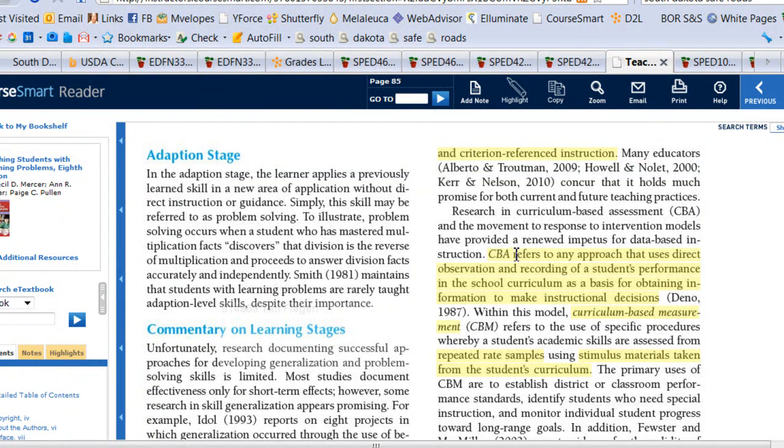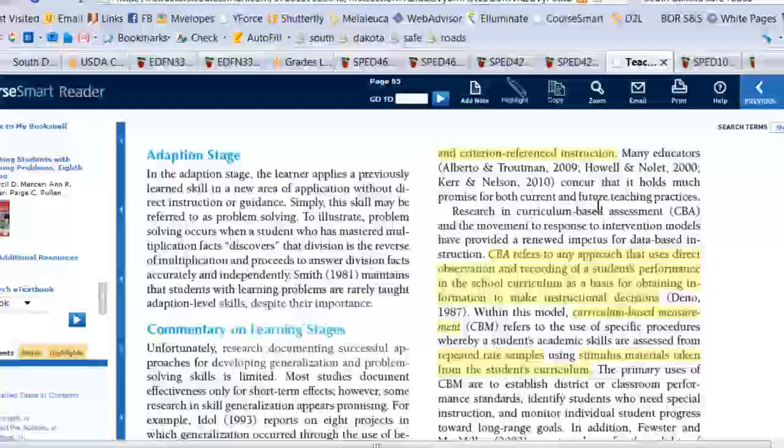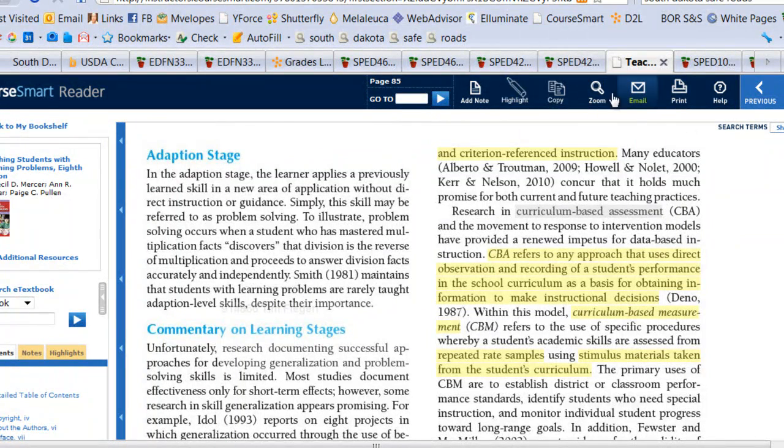So curriculum-based assessment, this will be our new thing here. CBA, curriculum-based assessment, refers to any approach that uses direct observation and recording of students' performance in the school curriculum as a basis of obtaining information to make instructional decisions. Remember what we just said a direct observation is? You've observed it, and you have to record it.